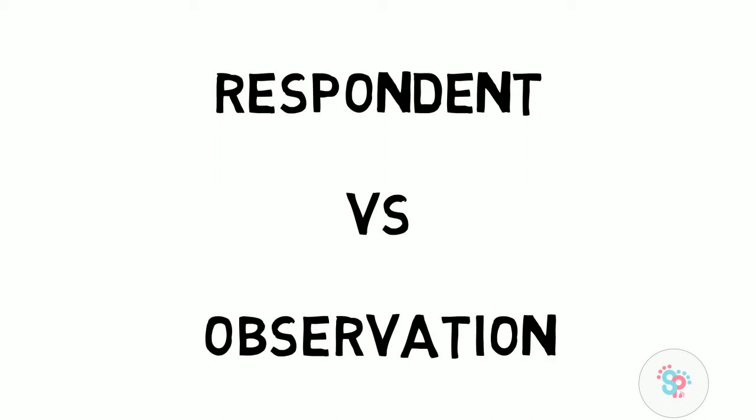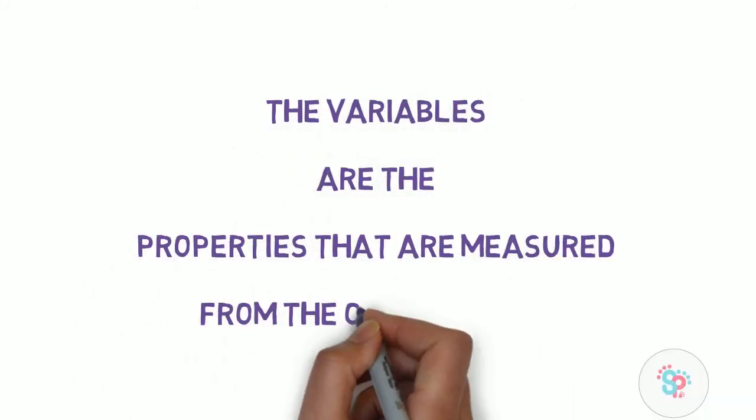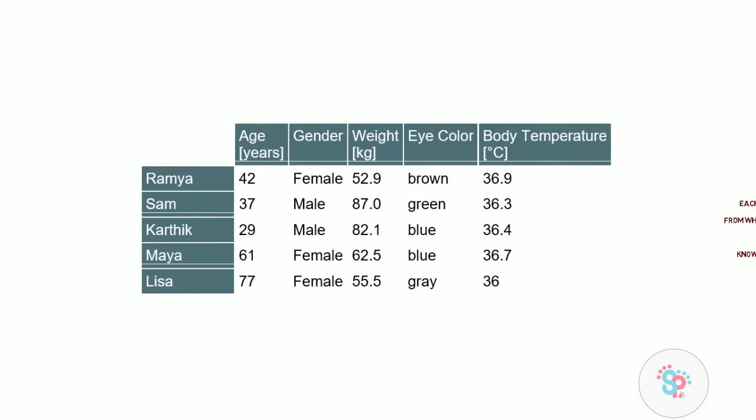And these are known as observations. And what are variables? Variables are the properties that are measured from the observations, such as age, gender, weight, eye color, and body temperature. I hope that it's clear to everyone. And as I said before, the observations need not always be a person, it can also be an element or an object.